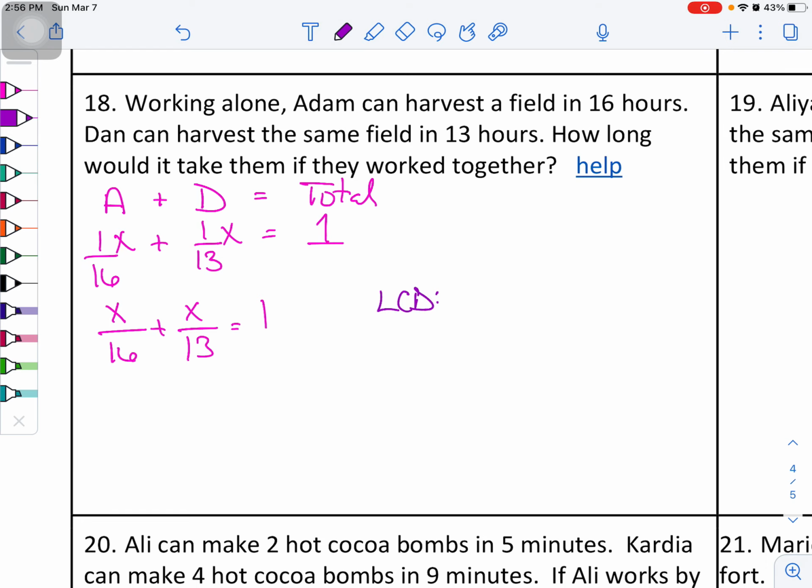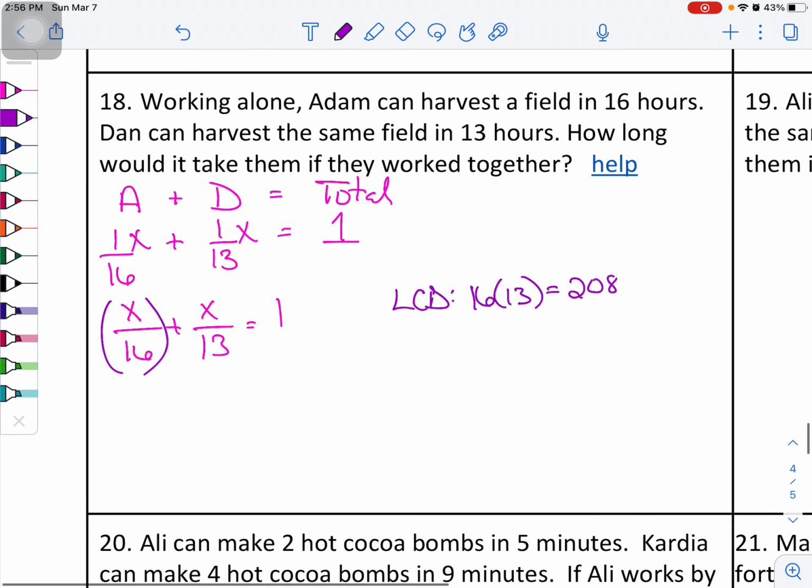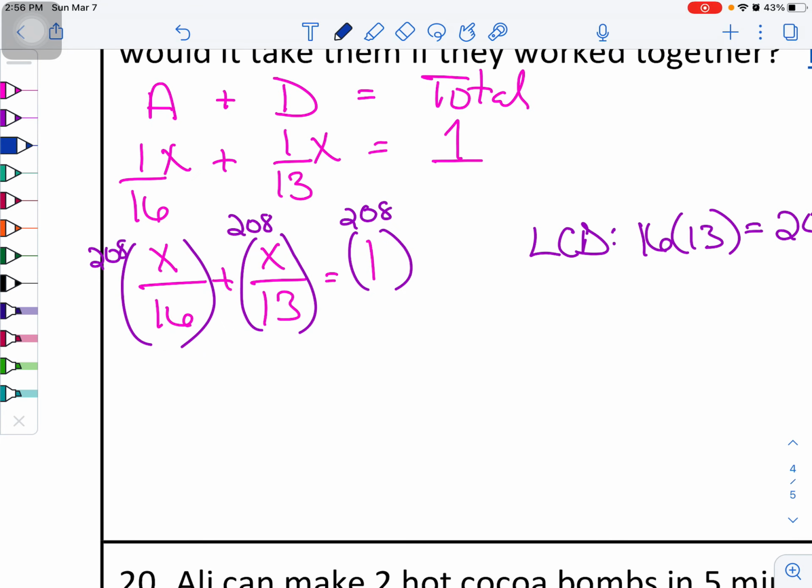I don't have any domain restrictions here because my two denominators are numeric. What I do have, though, is I need an LCD. And if I think about my LCD, it's going to be the two denominators I currently have, which have no common factors. So 16 times 13, I don't happen to know what that is off the top of my head, but my calculator is going to tell me that's 208. So I'm going to take every single piece of this problem and multiply it times 208.